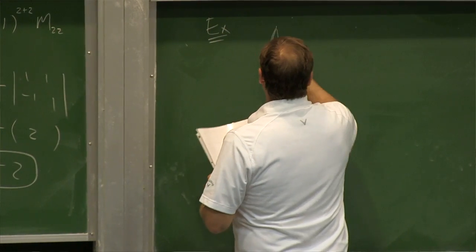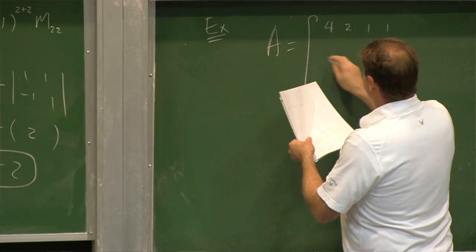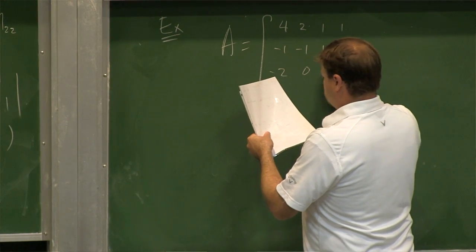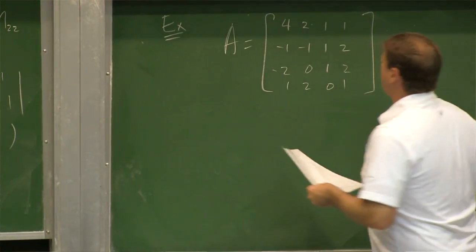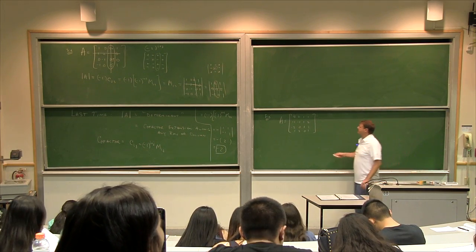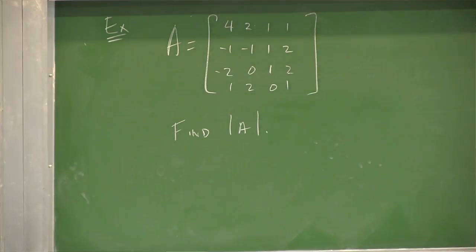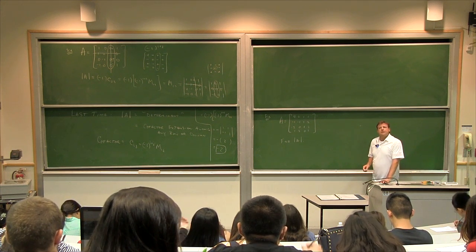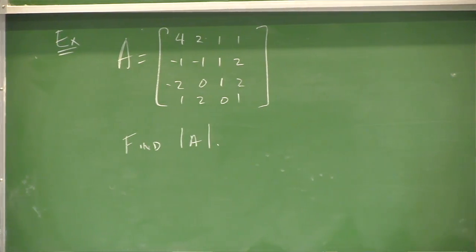So here's my new matrix A. It's going to be bigger and messier. It's 4, 2, 1, 1. I want to get the determinant of this. Don't just jump right in with these things. Pause and look at it for a second and try to figure out your best course of action.